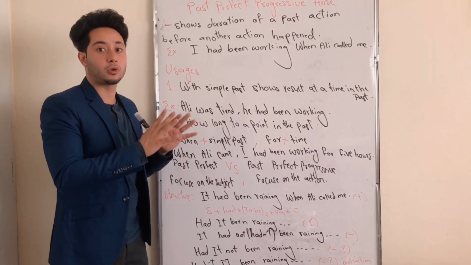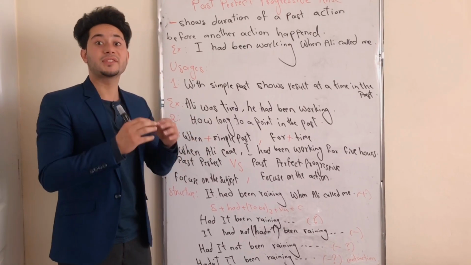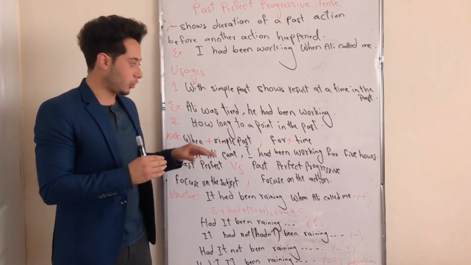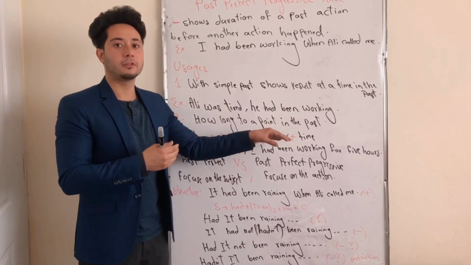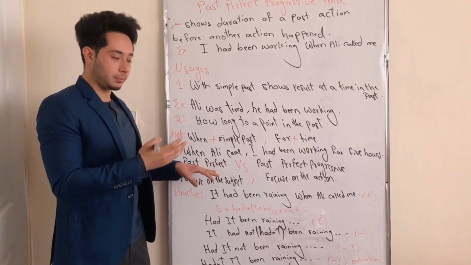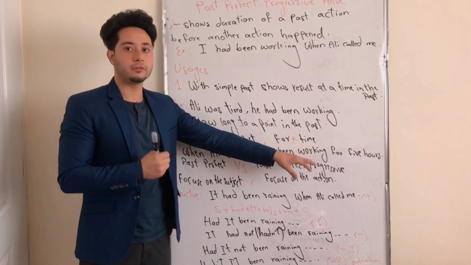The formation for past perfect progressive tense in the second usage is the same as present perfect tense. For example, when plus simple past, and for plus a time. Let's have an example: When Ali came, I had been working for 5 hours.